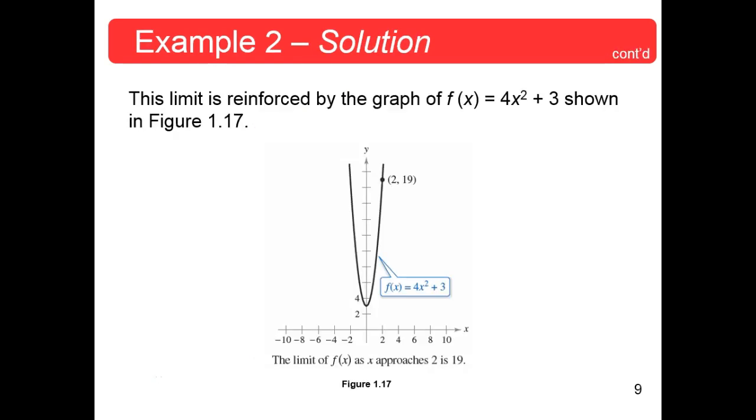That limit is reinforced by the graph of f of x equals 4x squared plus 3. We know that function is a parabola that's been shifted vertically upward by 3. That's what the plus 3 does. The 4 is a vertical stretch, and that then gives you, when you plug in a 2, a 19. It gave it to us without having to graph it. Thank goodness.